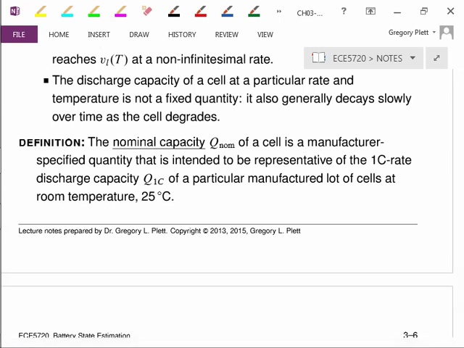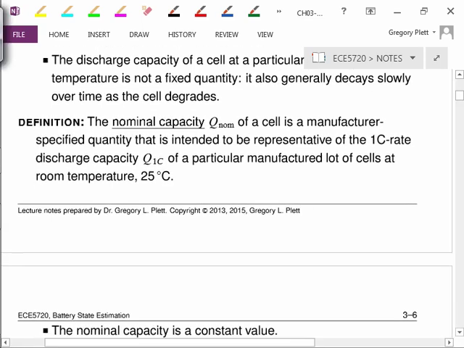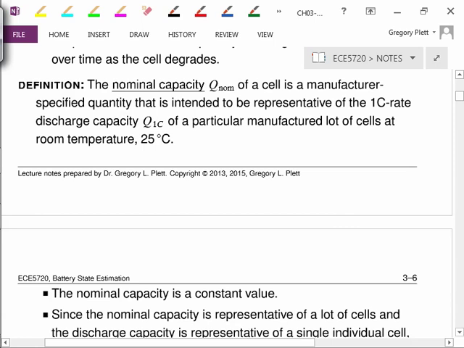Okay, so we have total capacity and discharge capacity, quite different quantities. People tend to use the terms very loosely, so be careful to understand which term is most appropriate at any point in time. Nominal capacity is also different. Nominal capacity is simply the number that's printed on the side of your battery cell when you purchase it. It's whatever the manufacturer says the capacity is.